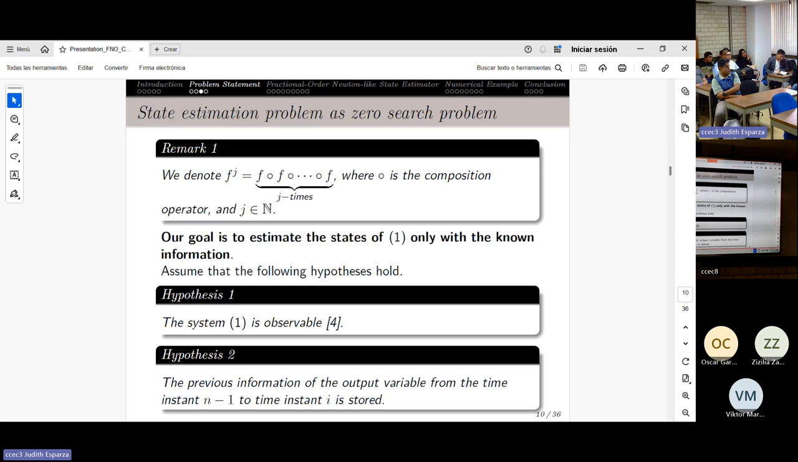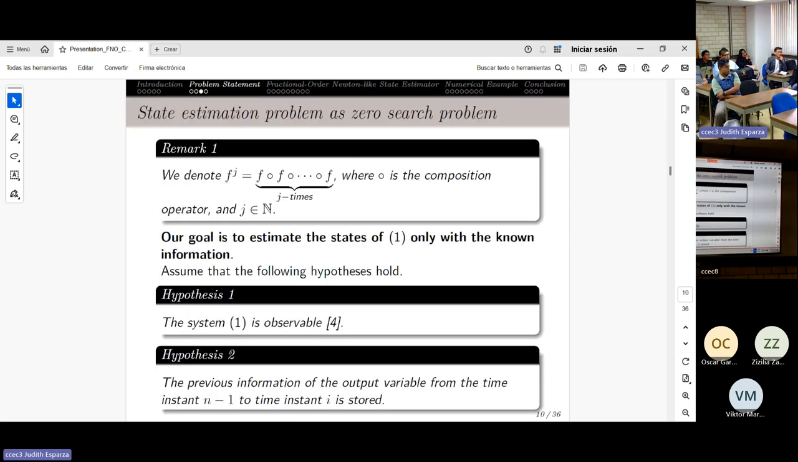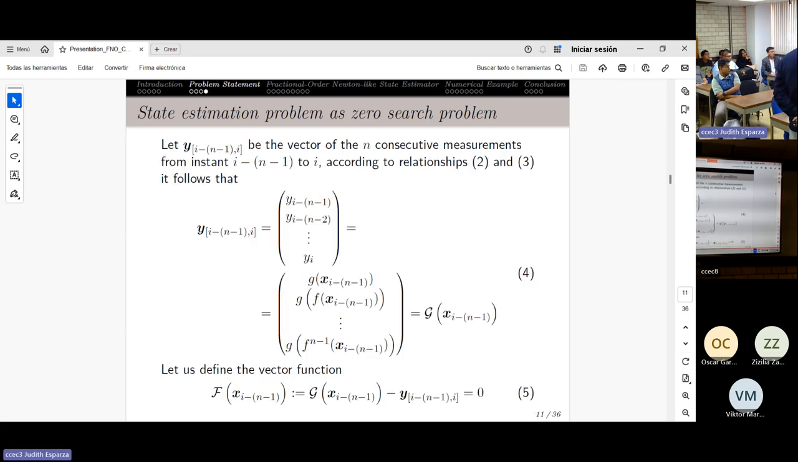Our goal is to estimate the state of the system only with the known information given by the following hypotheses. The first hypothesis: the system is observable in the sense of discrete-time systems. The second hypothesis: the previous information of the output variable is stored from time n minus one to time k. So we take the following vector denoted by y. This vector contains the information referred to in hypothesis two, and as we see in equation four, this vector contains all the information of the system.